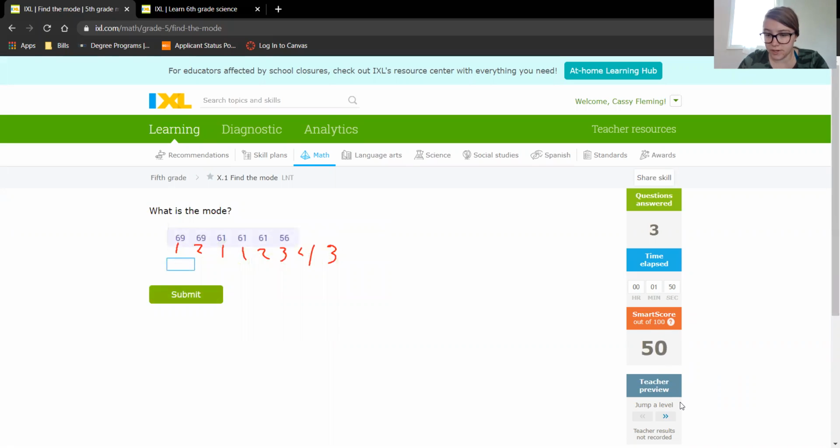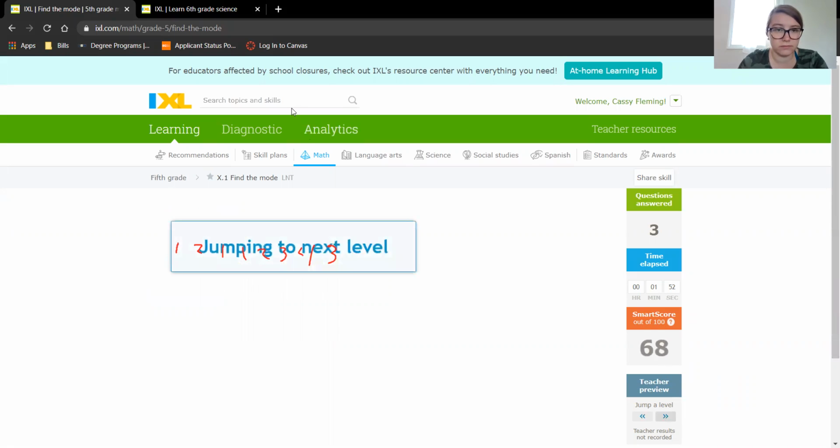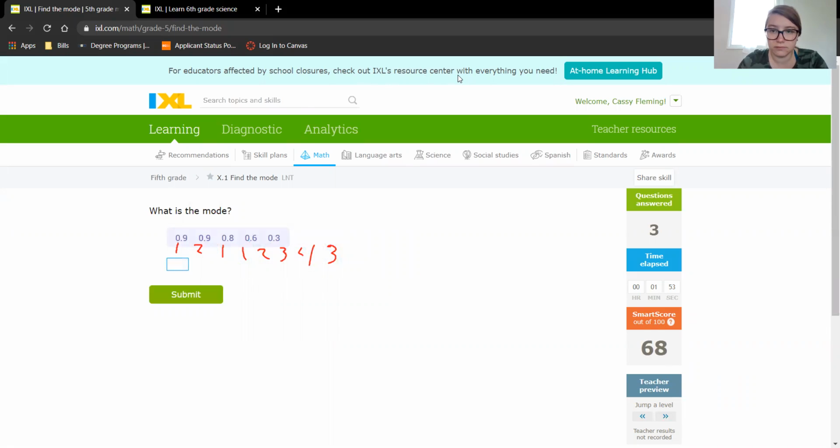Let's bump up to the next level. So again, no matter what the number looks like, your mode is the number that occurs the most often. So 0.9 is 1, 2 times, 0.8 is once, 0.6 is once, 0.3 is once. So our mode for this problem is 0.9.